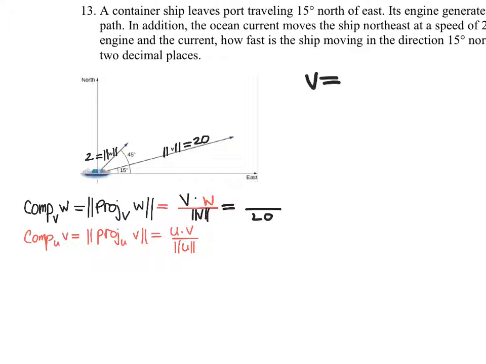So for V, because we have an angle, it's magnitude multiplied by the cosine of the angle, comma, sine of the angle. So 20 cosine 15. So 20 cosine of 15.